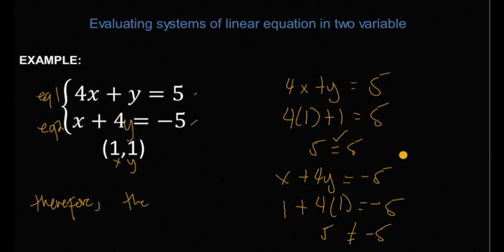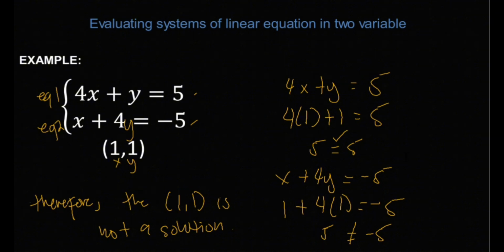So we can say that therefore the point (1, 1) is not a solution. Again, why is that not a solution? Because it satisfies the first equation but it doesn't satisfy the second equation. Therefore, the point (1, 1) is not a solution to your system.